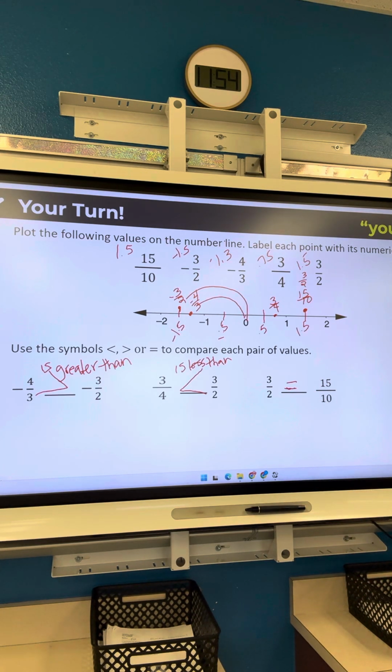So remember, when we're comparing numbers, we're going to do the same thing. We're going to label our number line. We're going to change every fraction into a decimal. And then when we're looking at the negative numbers, we're going to make sure that the closest one to 0 is the larger number. Okay?